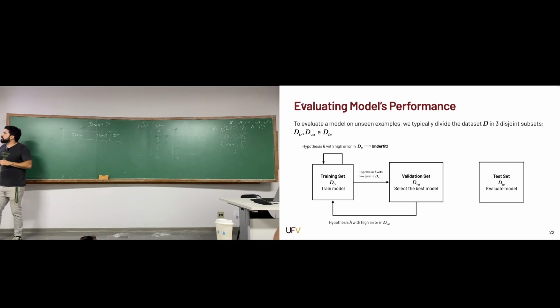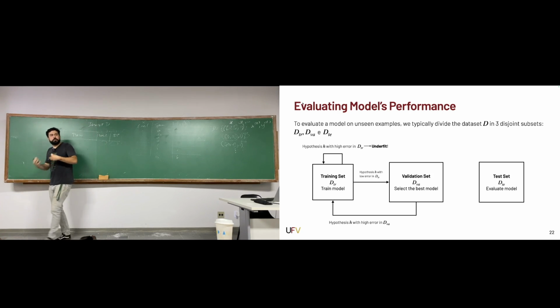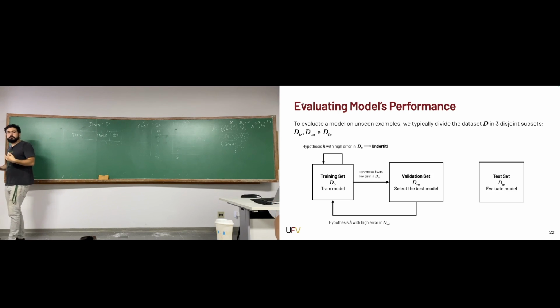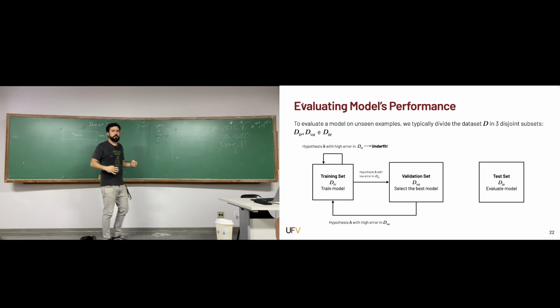But see this, if your model has high error in the validation set, you're going to come back to the training set and tweak your model again. But now you have to balance between these two. You want to have low training error, but also low validation error. That's what you want.